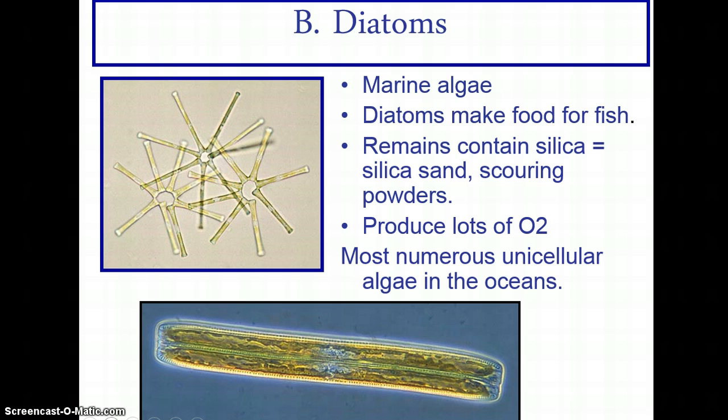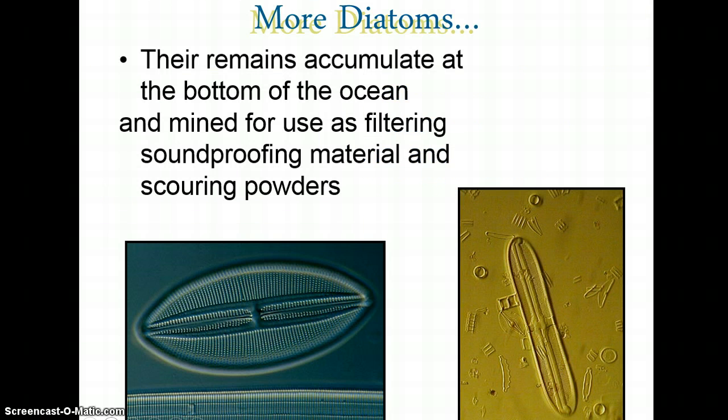They can be found in toothpaste. They, like I mentioned earlier, produce a lot of oxygen. They are the most numerous unicellular algae in the ocean. Sometimes they are called the stained glass windows of the ocean because they can be very pretty, especially under the microscope. Like I mentioned, their remains will accumulate on the bottom of the ocean floor, and we mine them, and we'll use their remains in filtering agents, soundproofing material, and scouring powders. And I mentioned your toothpaste.